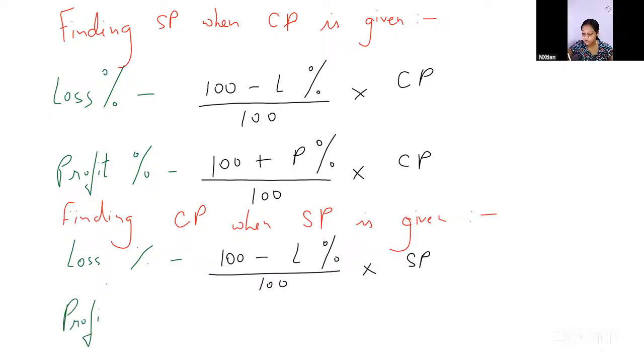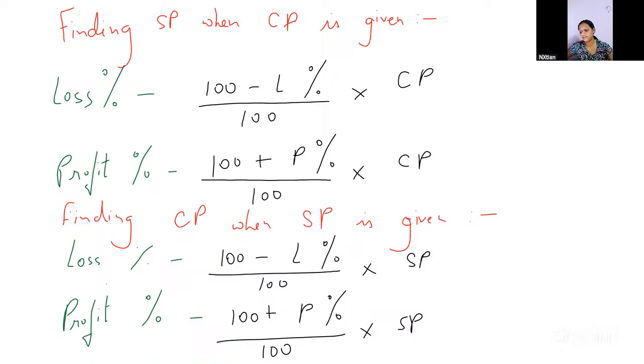Profit percent: 100 divided by (100 plus profit percent) into selling price. These are the formulas that we use.